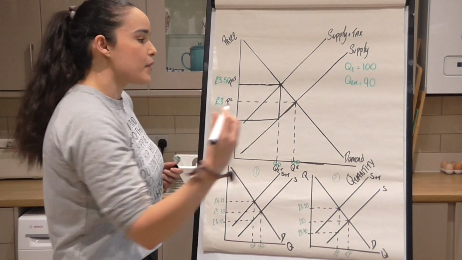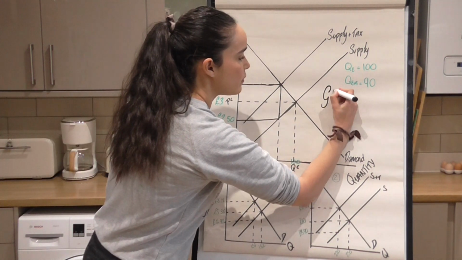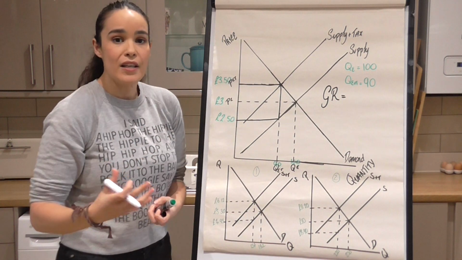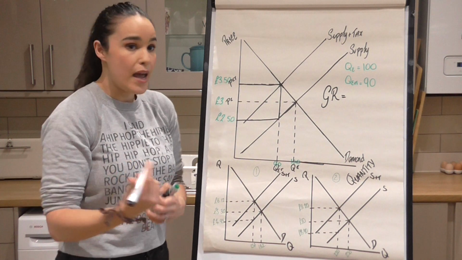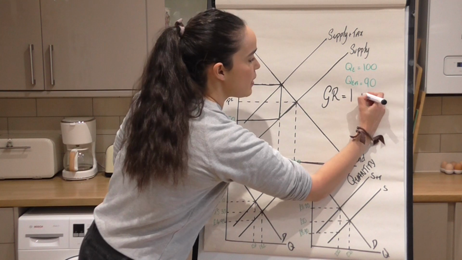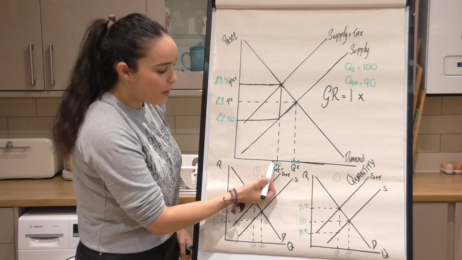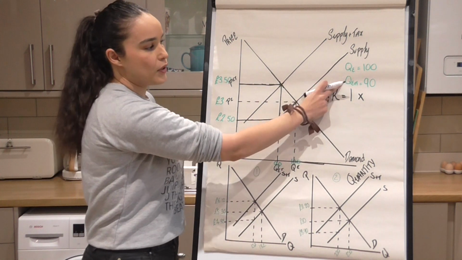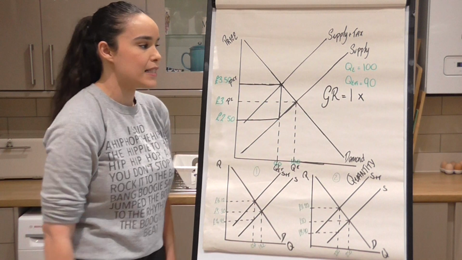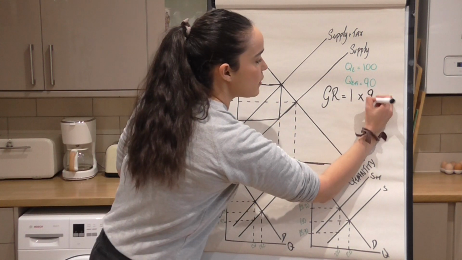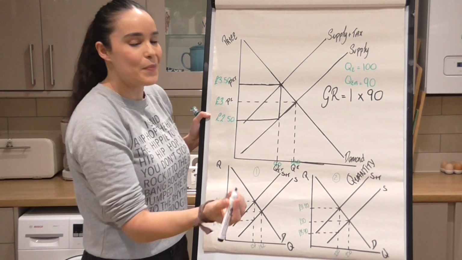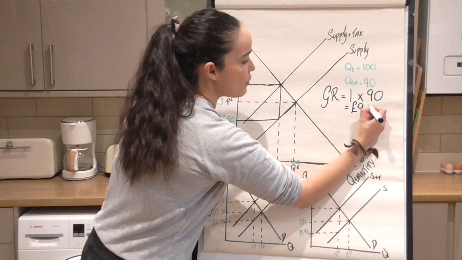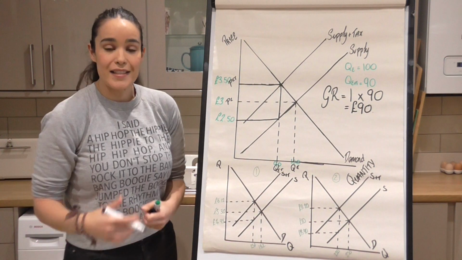So our government revenue is going to be the amount that they gain of the tax per unit, which is £1 in this case. But then we need to times that by the quantity here, which in this case we know that our new quantity equilibrium with our tax is 90. So we just need to times it by 90, really simple. So the government revenue here is £90.